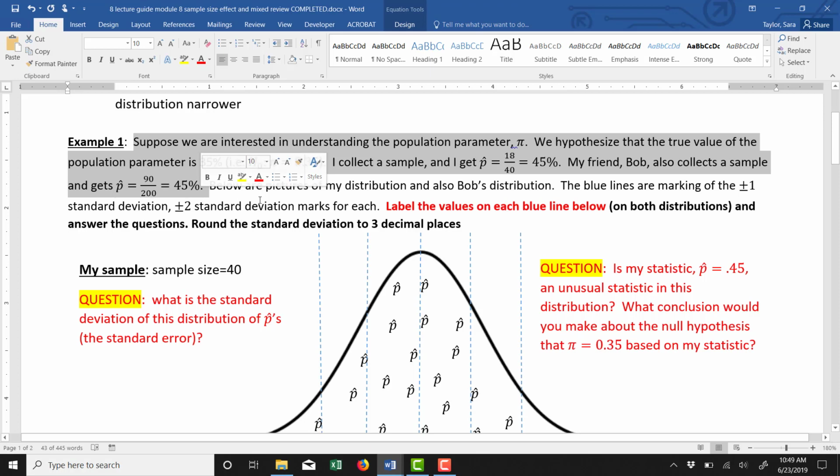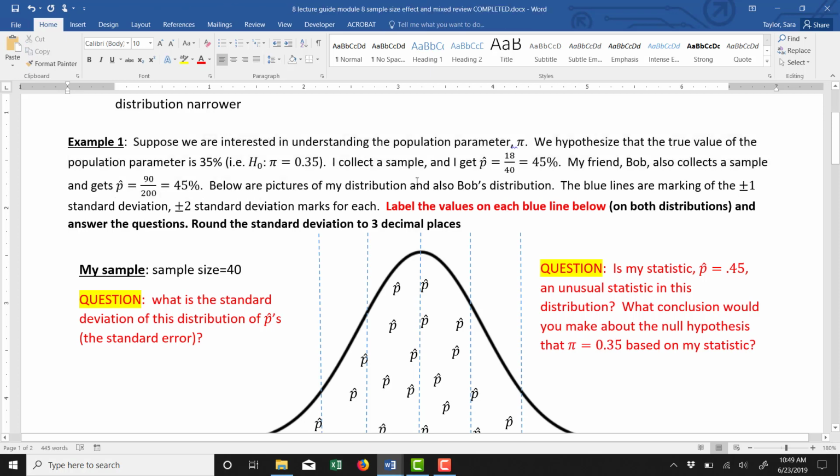Now I'm just going to stop for a second here in my reading and look at that. Notice Bob and I both have a p hat equal to 45%. So in some ways we have the same sample statistic. However, my sample statistic was 18 out of 40, so I had a sample size of 40. And Bob had 90 out of 200, so Bob had a sample size of 200. We got the same sample statistic, 45%, but we had very different sample sizes. Bob had a much bigger sample.